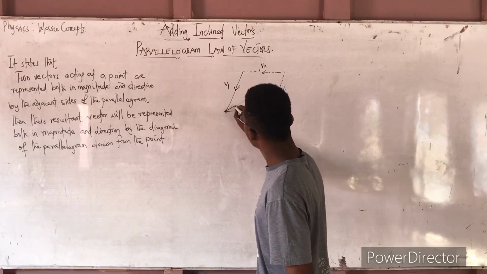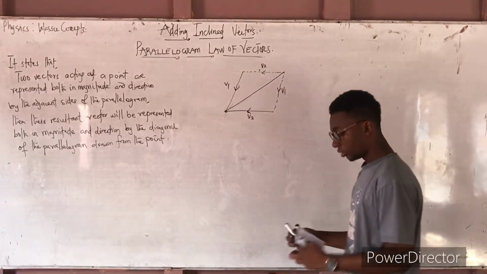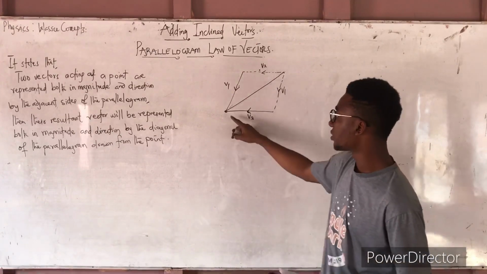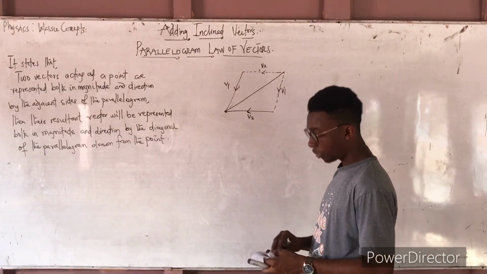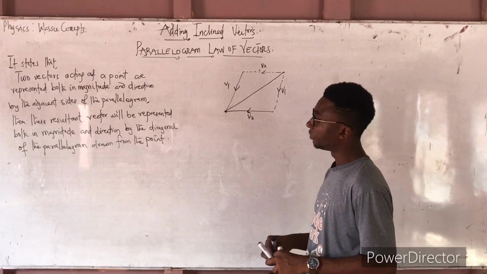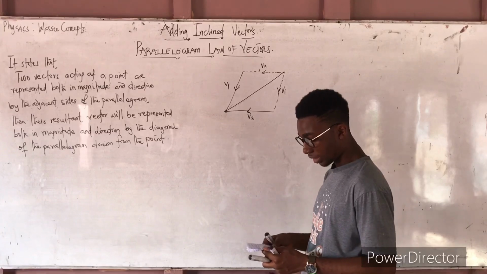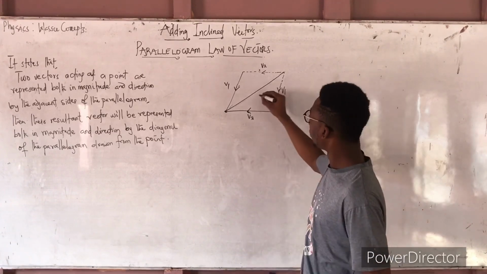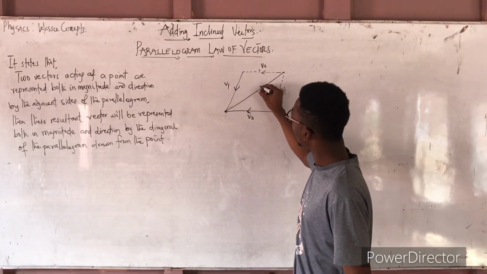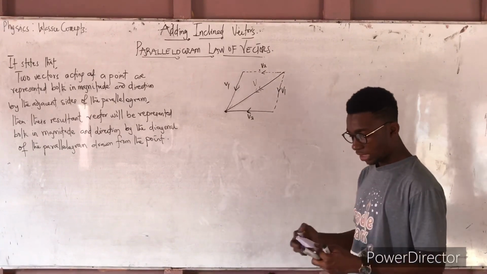And this is the diagonal of the parallelogram. So if you draw the diagonal of the parallelogram from the point at which they are acting, then that becomes the resultant vector. And it is also represented both in magnitude and in direction. So the resultant vector V becomes this one.